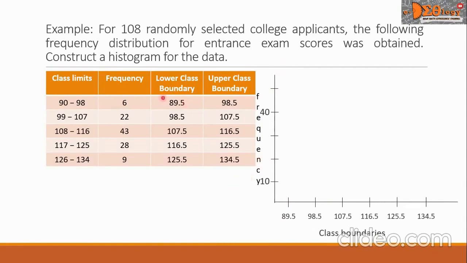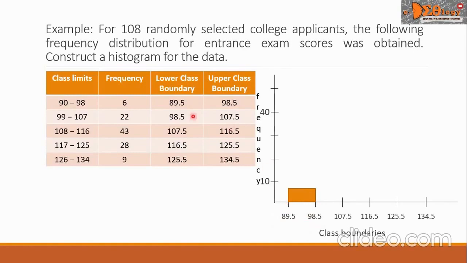Now, let us describe the first class interval. Take note, the first class interval has lower class boundary of 89.5 and the upper class boundary is 98.5. So this is from this point up to this point in our horizontal line. So the rectangle corresponding to our first class interval is given here. The width is from 89.5 to 98.5 and the height is up to the level of 6 in the frequency.